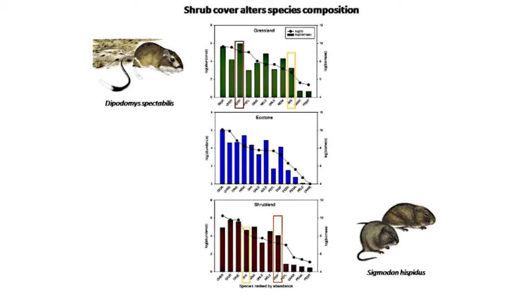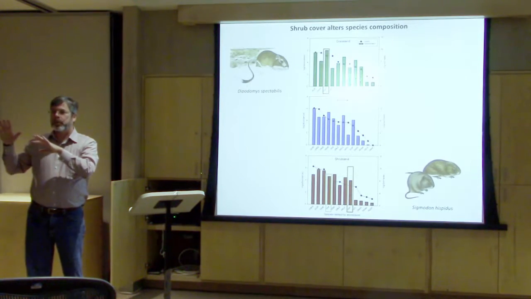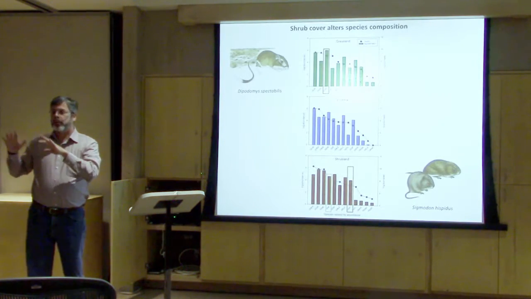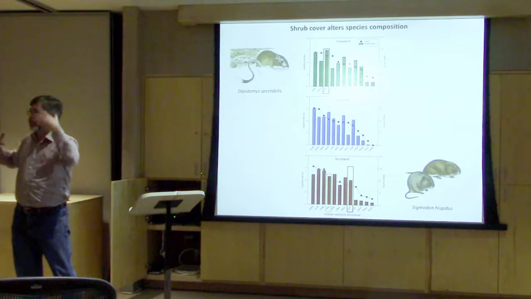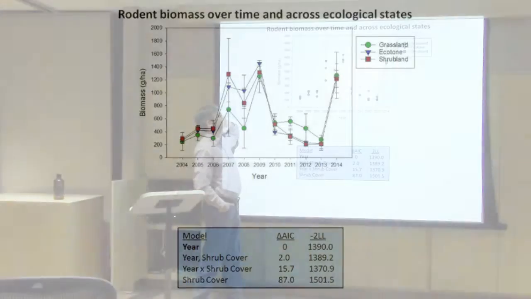Okay. So I just want to kind of give you a picture that there is a lot of change in species contribution, or species composition, at least in terms of the biomass contribution they make in these different habitats. But what we see is no strong effect of shrub cover on total biomass. So this is over the 11 years in the 3 ecological states. Strong effect of year, but not really a strong effect of shrub cover at all.